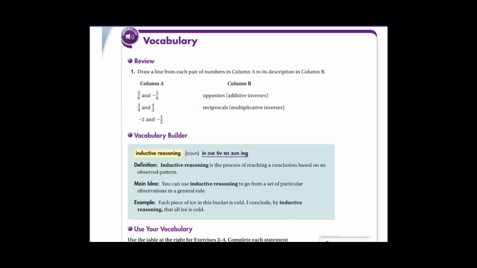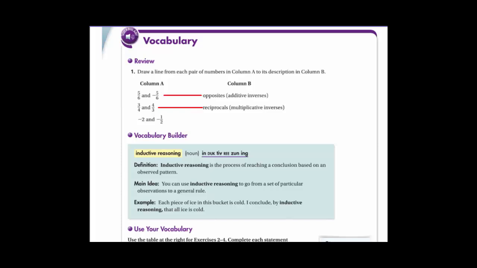So 5 over 6 and negative 5 over 6. Are those opposites or reciprocals? Well, you probably remember reciprocals turns the fraction upside down, and this is not upside down. So these two fractions are opposites of each other. So let's draw a line connecting those. 3/4 and 4/3, on the other hand, that's a classic example of the definition of reciprocals, where each one is the other one flipped over. So let's draw a line connecting those.